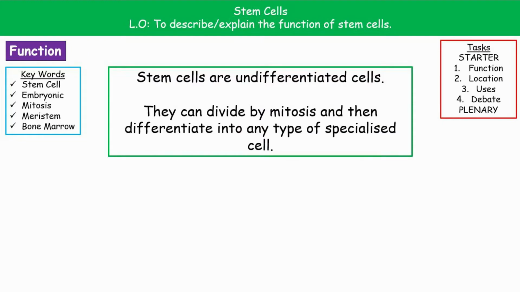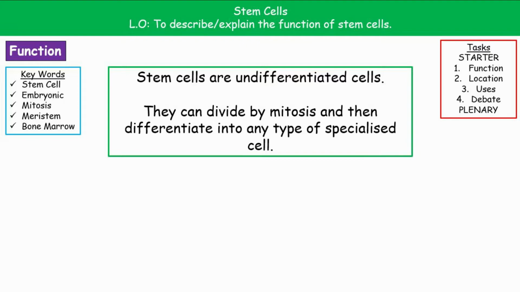The first thing we need to do today then is understand what we're talking about when we refer to a stem cell. And quite simply, a stem cell is an undifferentiated cell. Now, this question does come up on your exam papers quite a bit, where they just ask you what is a stem cell, and the simple answer is an undifferentiated cell. That's all you need to write.